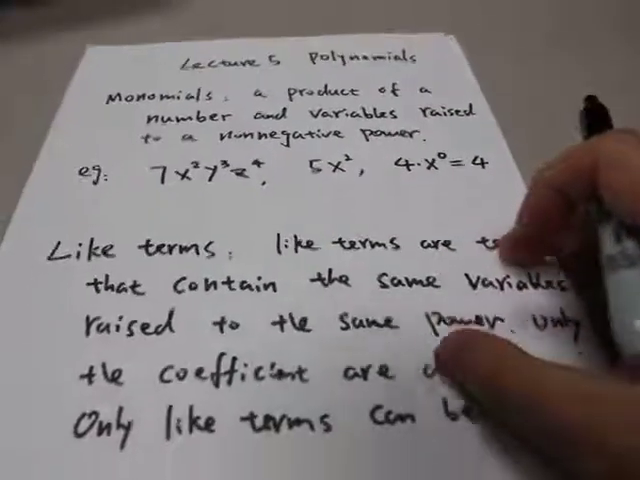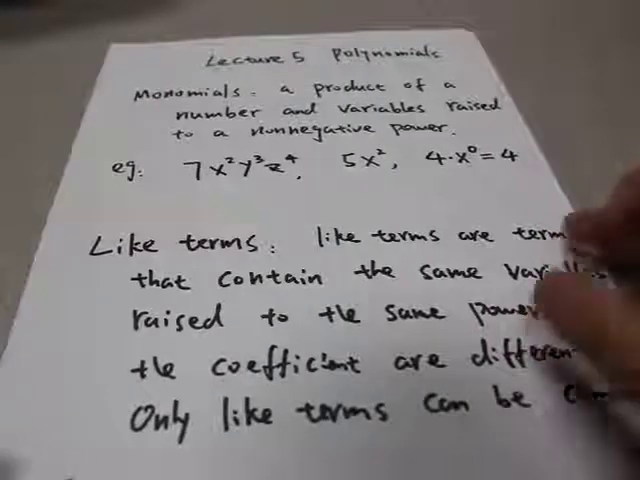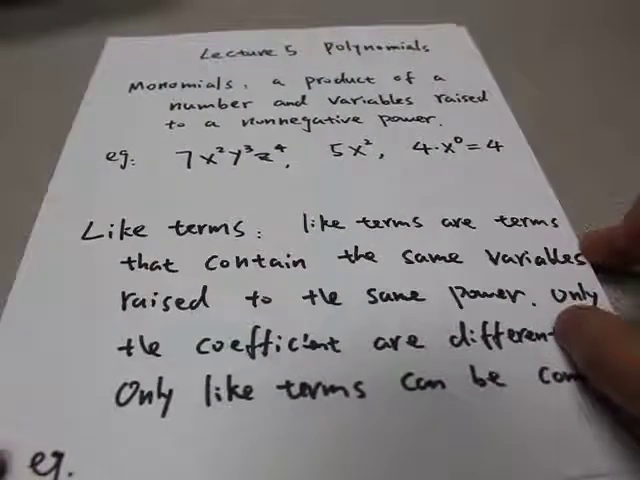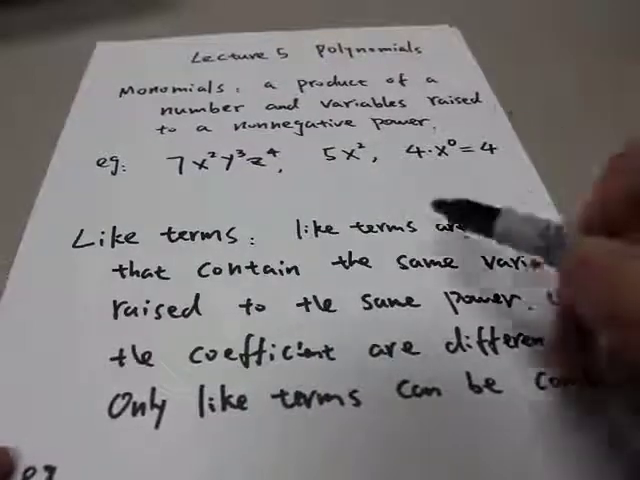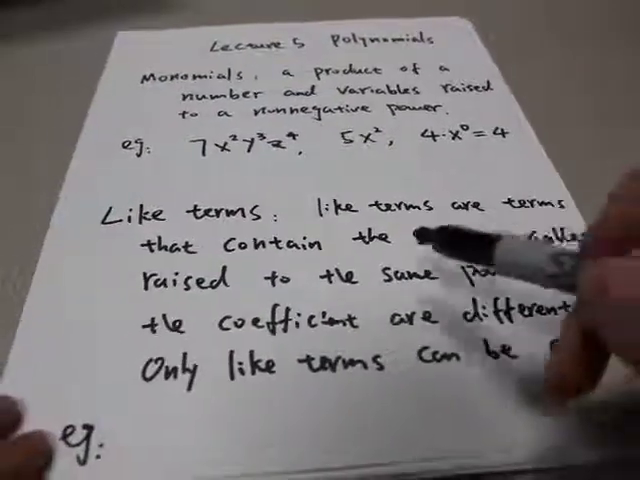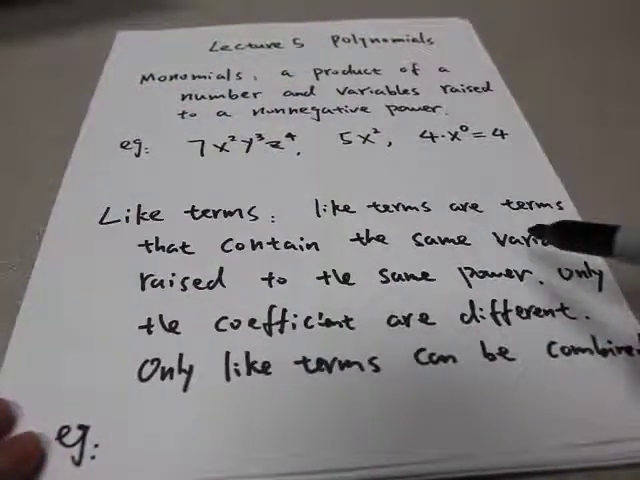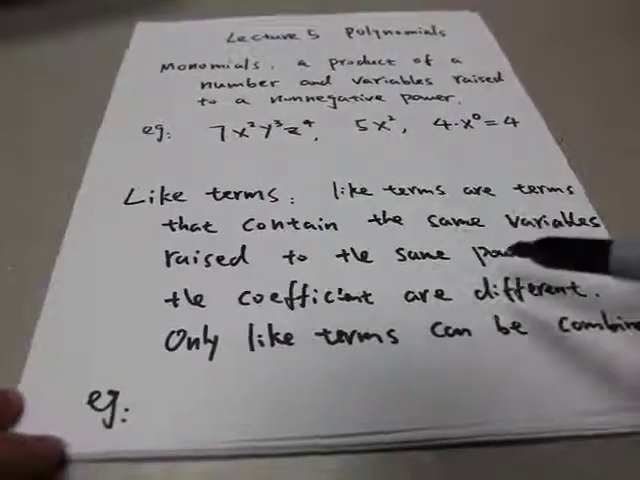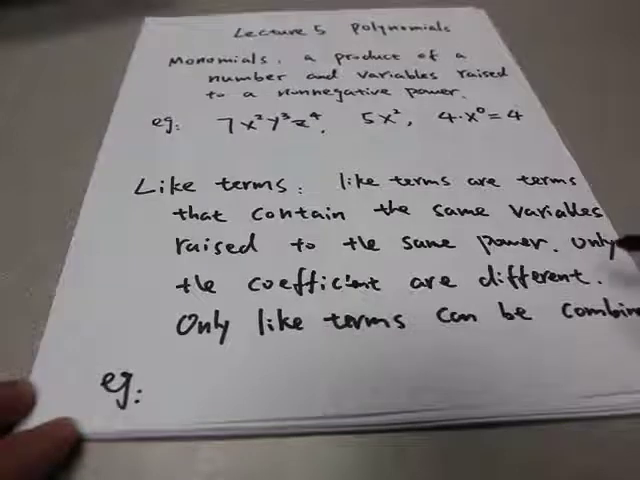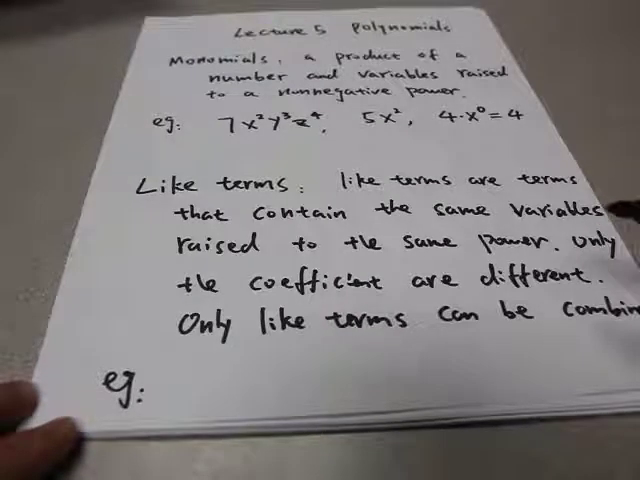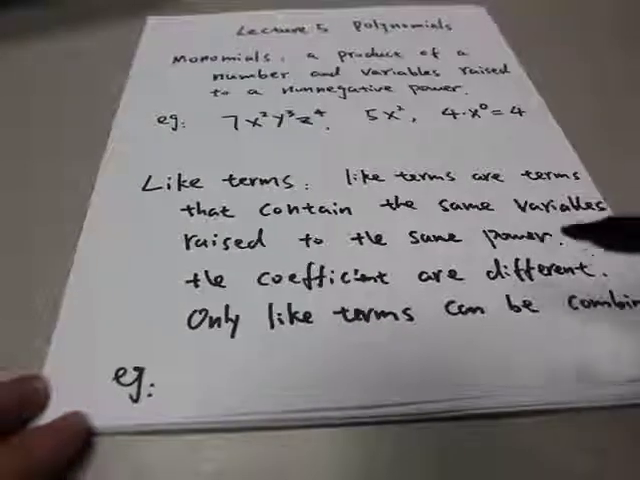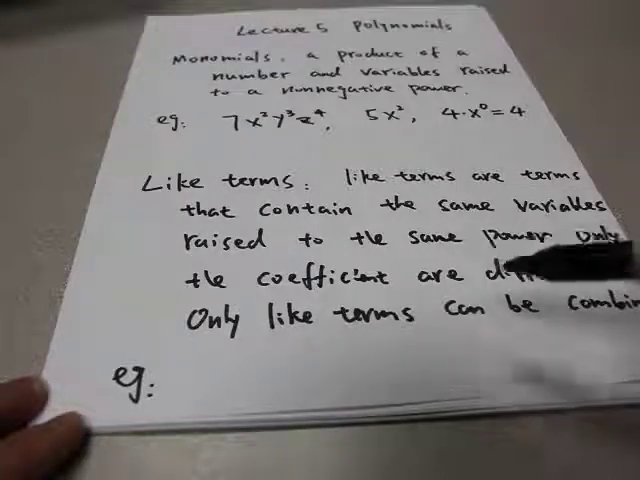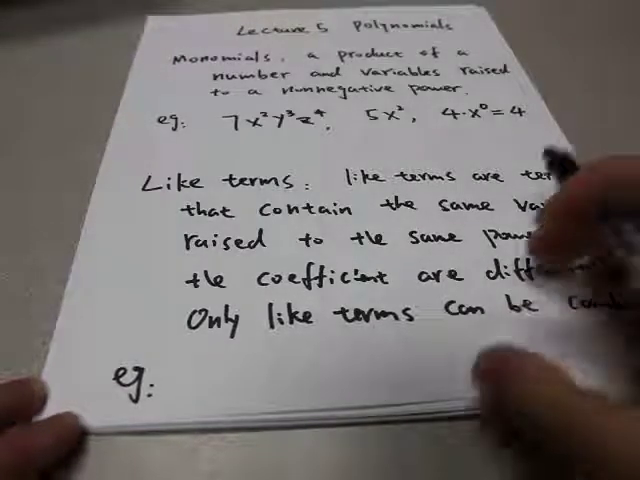Okay, now after we see the definition of monomial, let's look at what a like term means. Like terms are terms that contain the same variables and each variable is raised to the same power. The only thing like terms can differ in is the coefficient. And only like terms can be combined.